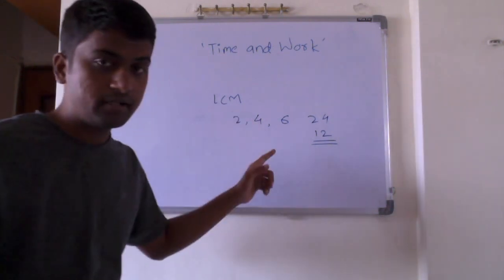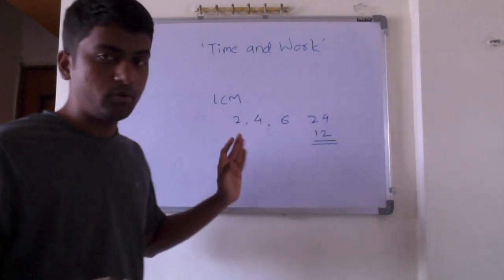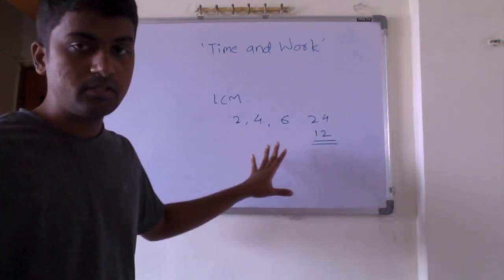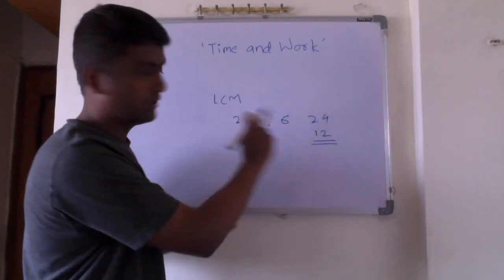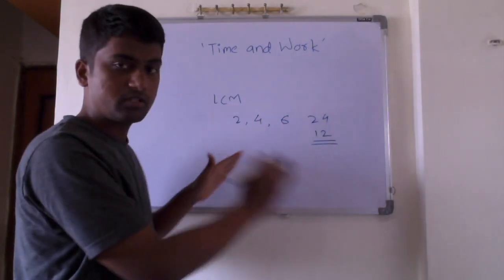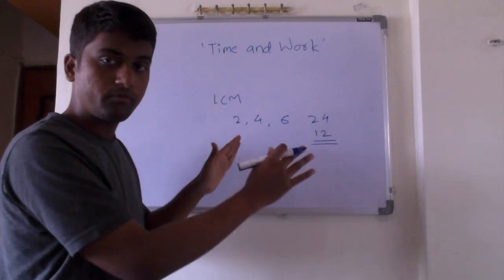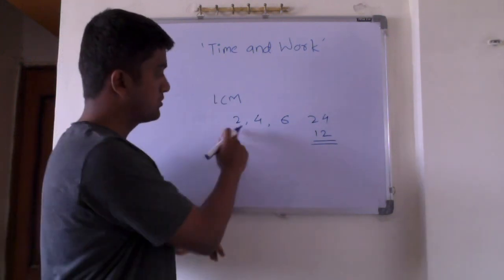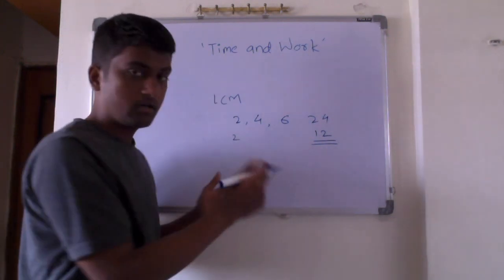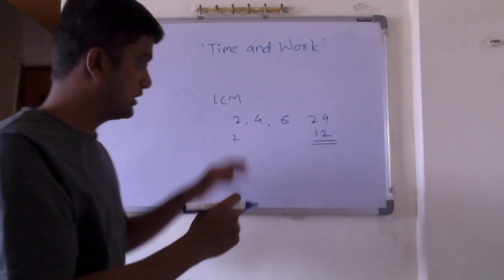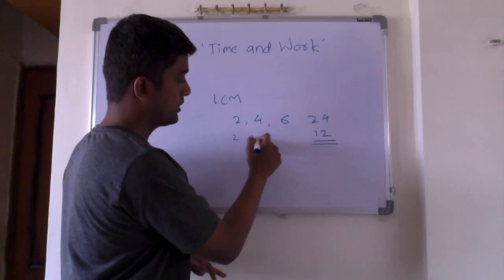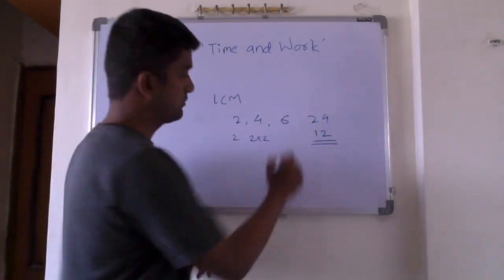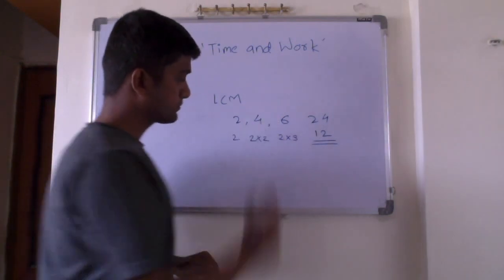So how did I arrive at the number 12? To arrive at the LCM, there is a very small trick. Just split every number into the product of the smallest numbers possible. So 2 cannot be split into two numbers. For 4, we can split 4 into 2 into 2. For 6, we can split it into 2 into 3.